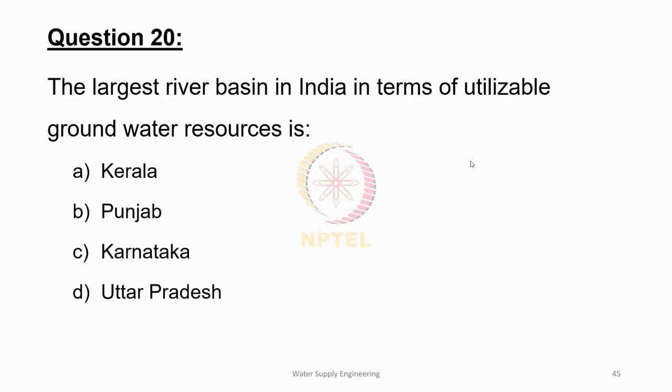So, we are talking about utilizable groundwater resources. There was a table in the week 1 lecture notes where the professor has included the state-wise utilizable groundwater resource amount. So this question is from that table. So, which state do you think has the largest utilizable groundwater resources?